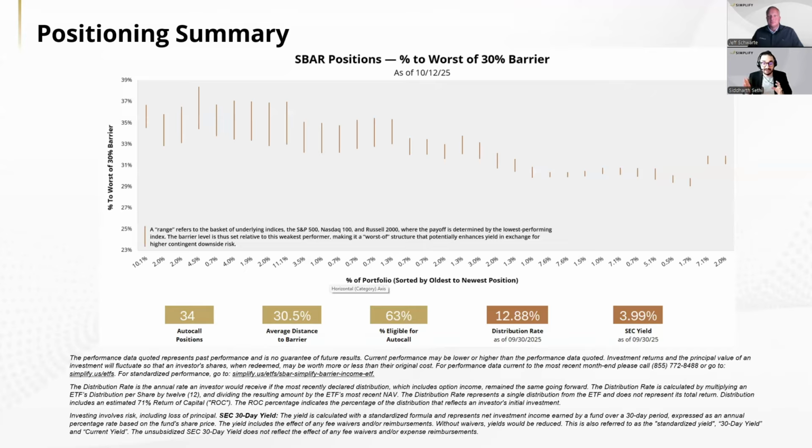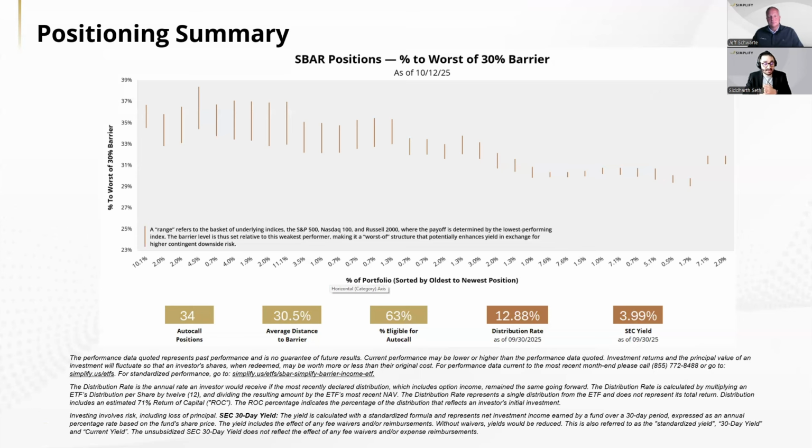So hopefully that is clear, and then we'll move on to some of the key stats, which is just below the chart. So the first stat is the number of positions. As we mentioned, there's around 34 autocallables as of the date that we've looked at this portfolio, which is 12th of October, 2025. Then the next one is average distance to the barrier.